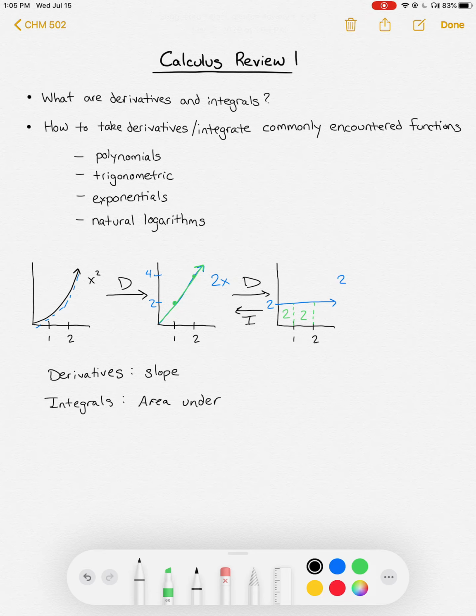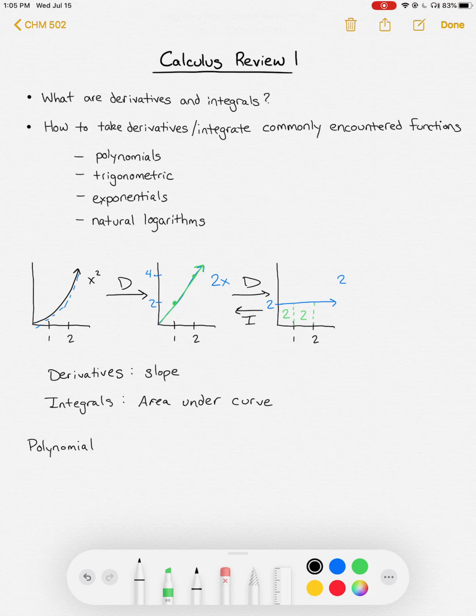So there are a few functions that we'll see over the course of physical chemistry that you want to be able to integrate and take the derivatives of relatively easily. And the first of these is polynomials. And we've just seen an example of how to take the derivative and integrate polynomial functions, but I'll go through a specific formula for this.